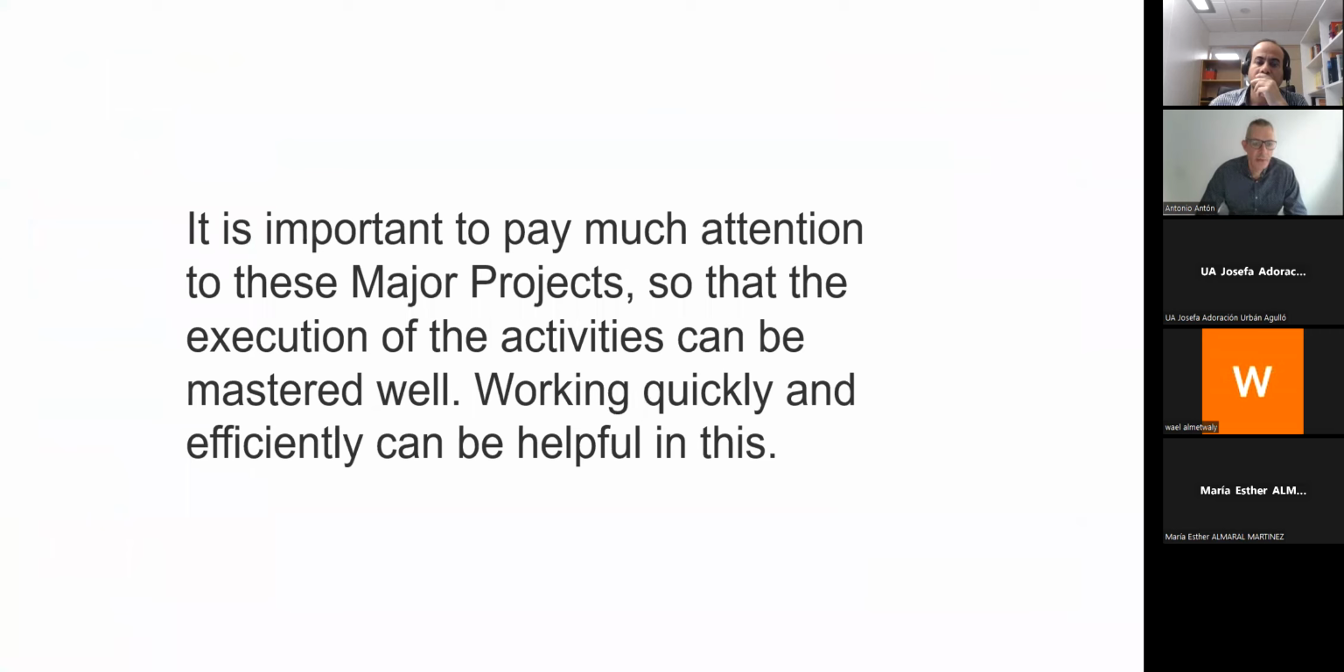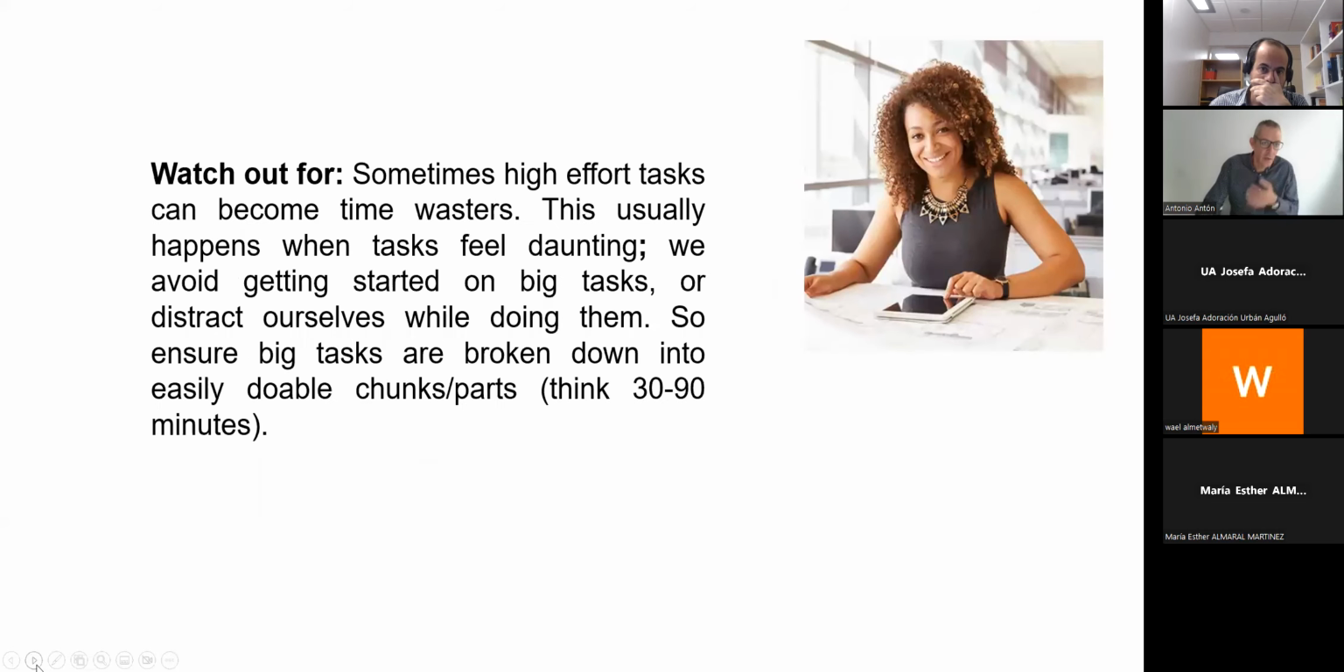to pay much attention to major projects, because working quickly and efficiently can be very helpful. There are a few people who focus too much on quick wins and forget the major projects. In terms of effort, they say, well, for me quick wins are better than major projects. But the more priority projects I need to take into account, the more effort I need to invest in them. So that's a good consideration to take. So what precautions should we take about sometimes high effort tasks?